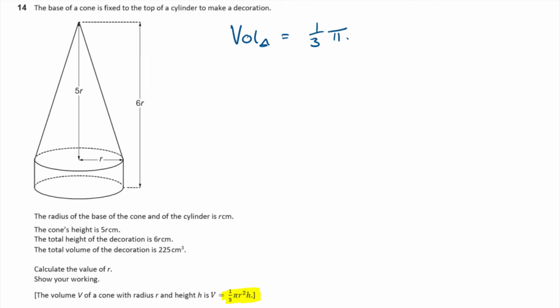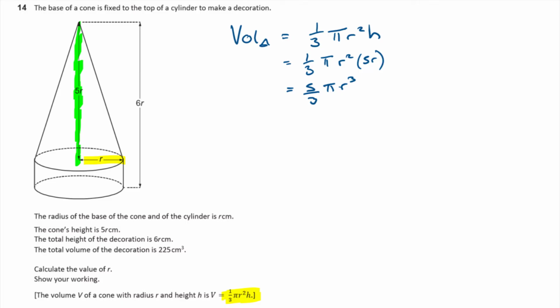So let's just write that down first, and we'll sub in what we got from the diagram into it. So 1/3 pi r squared h. Now r here is actually r, isn't it? We've got a radius of r. But h, the height of this cone, is 5r. So we're going to replace h with 5r being the height of the cone. So that's going to be 1/3 of pi times r squared times 5r. Okay, I'm just going to tidy that up. That's going to be 5/3 of pi r cubed, then, isn't it? Okay, so that's the volume of the cone.